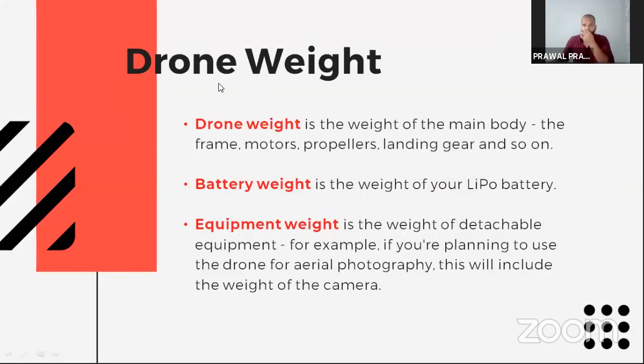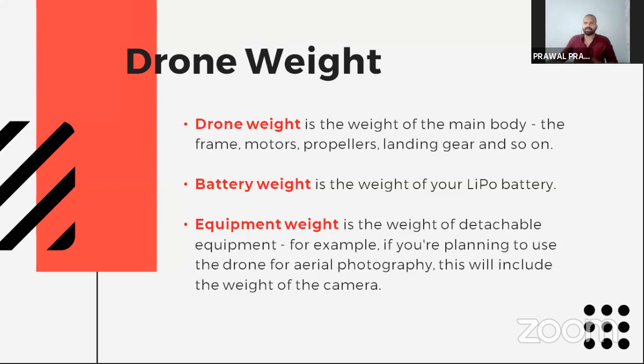Now talking about the drone weight, what is the drone weight? As I told you, in a drone there is a frame, propellers, motors, and the landing gear. All of these combined form the drone weight. The battery is counted separately, and that is called the battery weight. Whatever the weight of the battery is, that is called the battery weight.